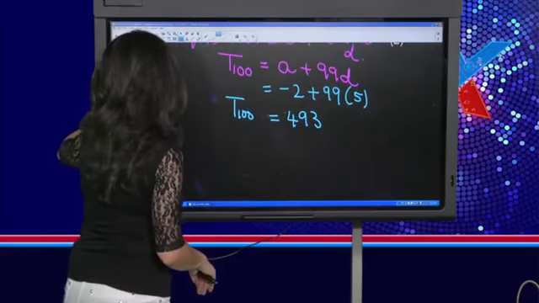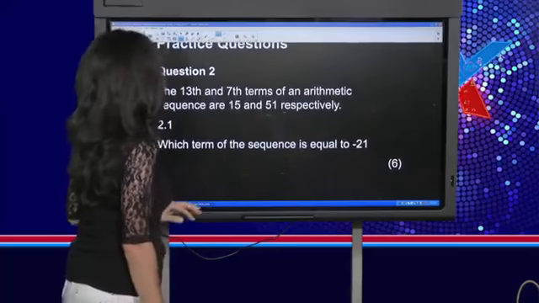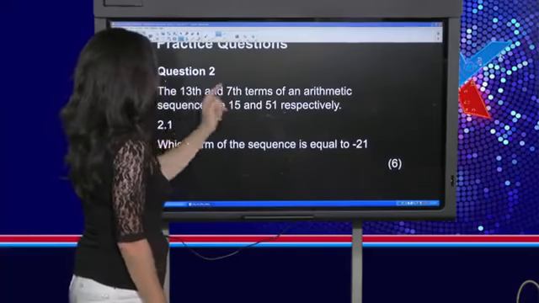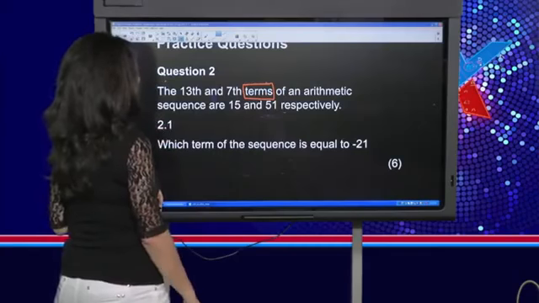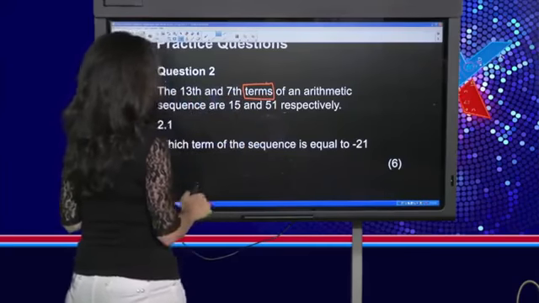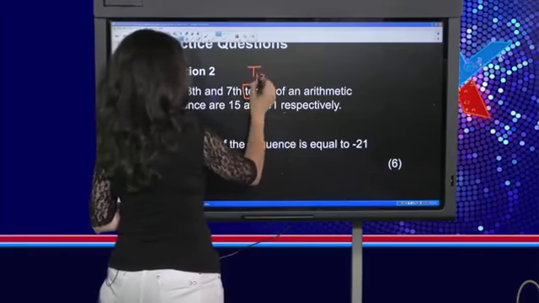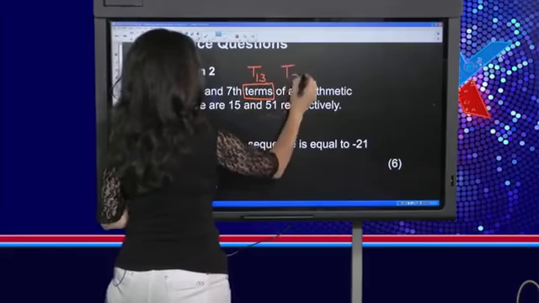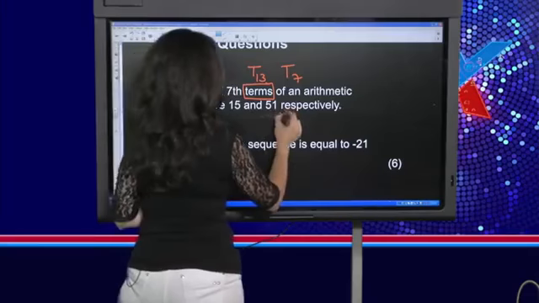Okay, so if we look at an application of this, the 13th and 7th terms, and the language that's used is very important. It is the terms of an arithmetic sequence of 15 and 51. So we don't get these 13, 7, 15, and 51 values all mixed up. If it's terms, I'm talking about T, and I'm talking about position 13 and position 7. So position 13 is 15, and position 7 is 51, because they use the word respectively.